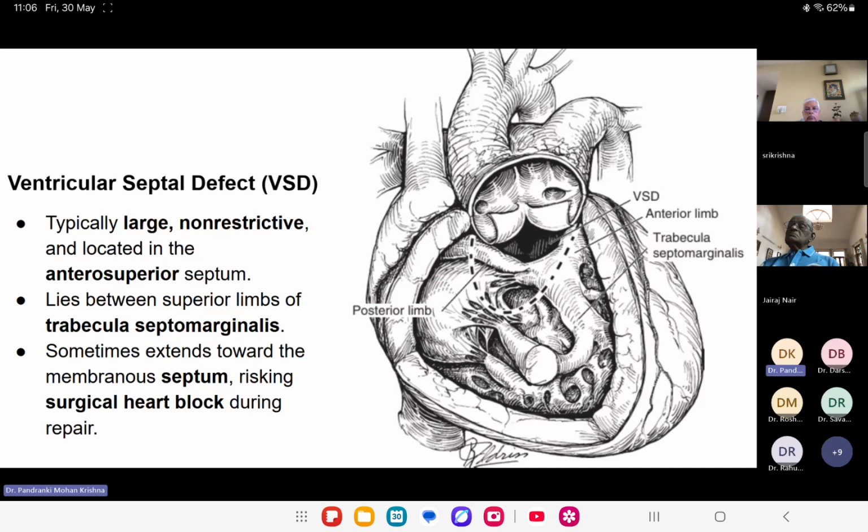Sometimes it extends towards the membranous septum, that is very rare. There is a risk while doing the closure that we may cause a heart block only in such types of VSD. Otherwise, in a straightforward truncal VSD, it is very rare to cause a surgical heart block.